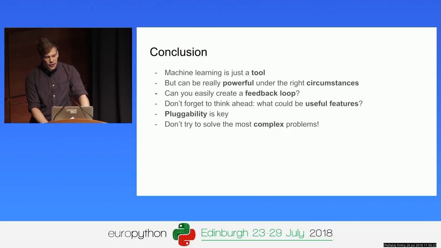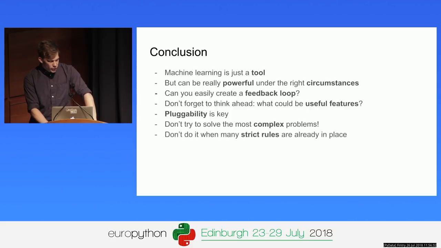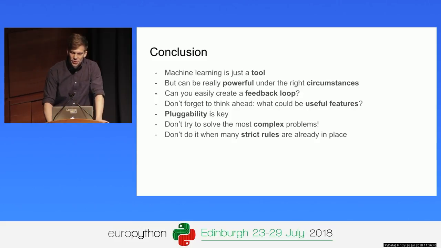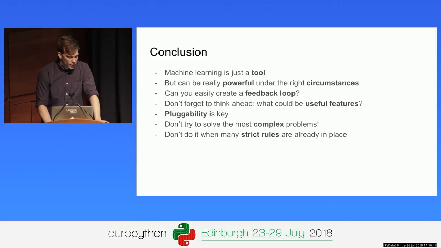And don't try to solve the most complex problems. If the data is way too complicated, or there are so many rules, just start with something easier. Especially when many strict rules are there, like with insurance companies and banks, they have so many strict rules. If you cannot explain it, if you cannot reason why you're doing it, or if it's obviously wrong, like discrimination or whatever, then it's not going to work.